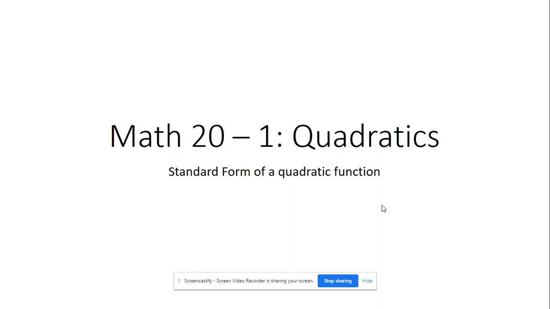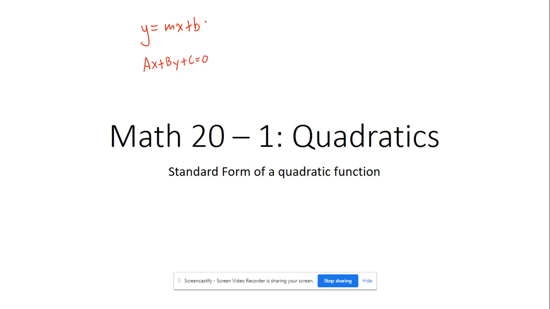So if you remember way back to Math 10C, we had a unit called linear functions. In linear functions we talked about one form of a linear function, which was y equals mx plus b. This was called slope-intercept form. Another form was ax plus by plus c equals 0. This was what we called general form. So we had two different forms of linear functions.